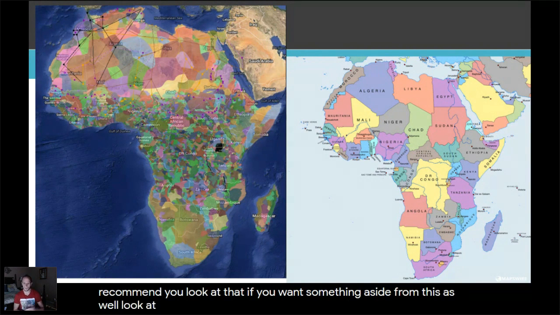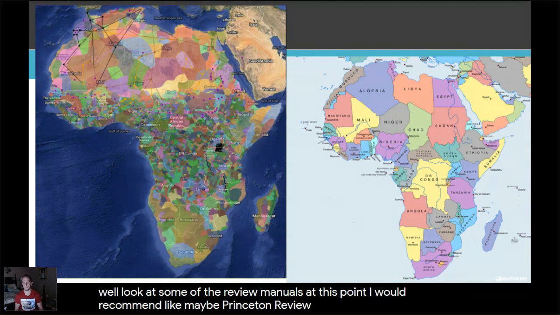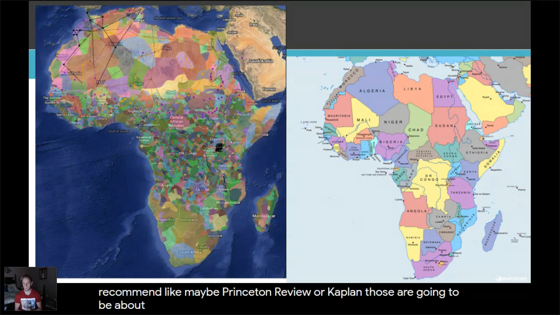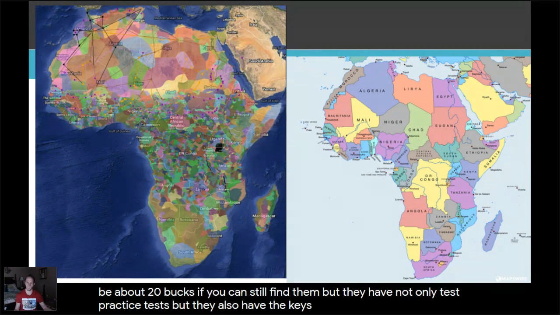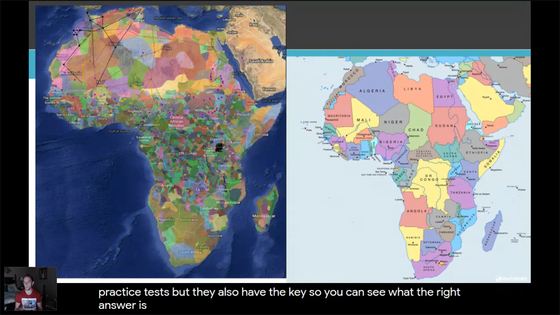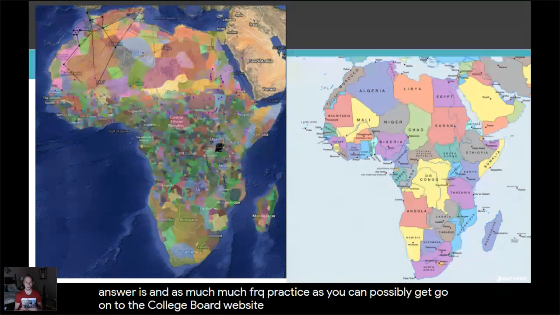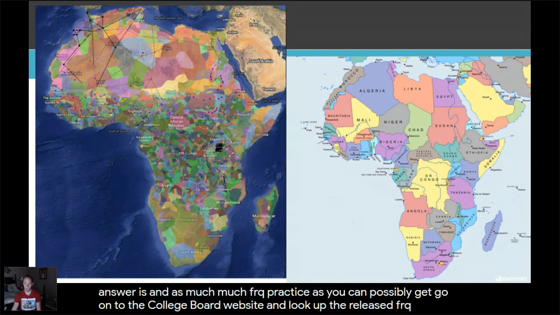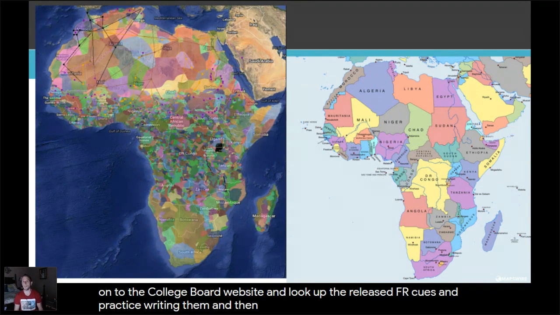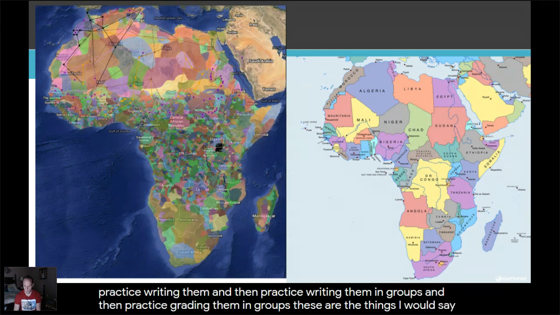Look at some of the review manuals. At this point, I would recommend maybe Princeton Review or Kaplan. Those are going to be about $20 if you can still find them, but they have not only practice tests, they also have the key so you can see what the right answer is. And get as much FRQ practice as you can possibly get. Go on to the College Board website, look up the released FRQs and practice writing them. Then practice writing them in groups, and then practice grading them in groups. These are the things I would certainly do if I were you.